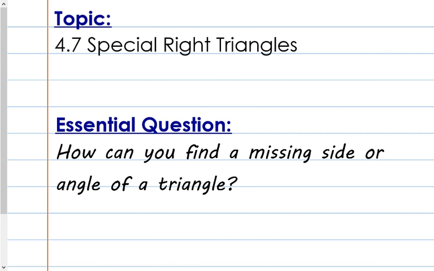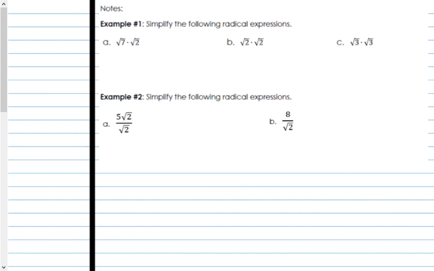Okay, so this lesson is 4.7, special right triangles. Our essential question is still, how can you find a missing side or angle of a triangle? So the first part of the lesson, examples 1 and 2, are algebra skills, like I said, that you should already have. And we have to have these skills for what we're about to do. We're going to be working with radicals on triangles, and so you need to be able to simplify the radicals.